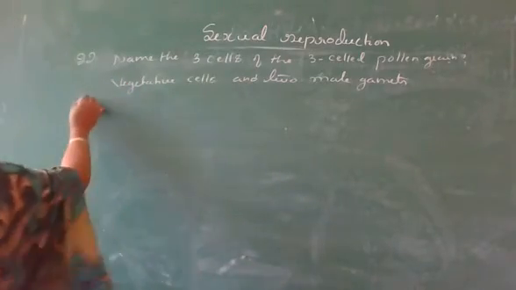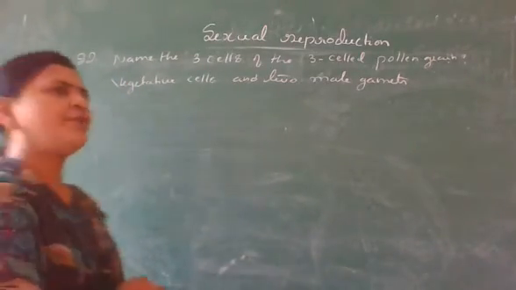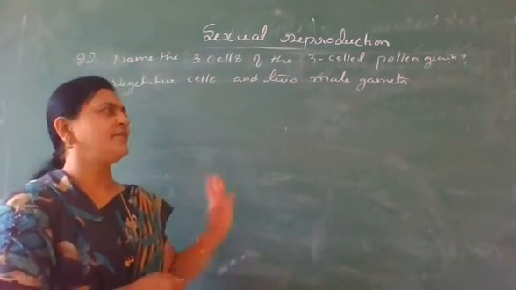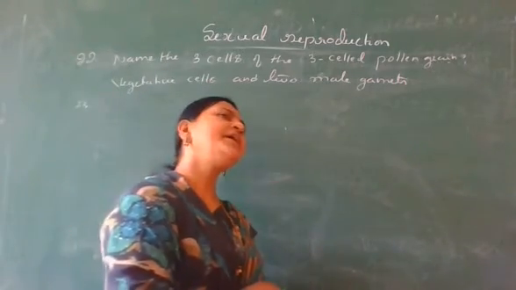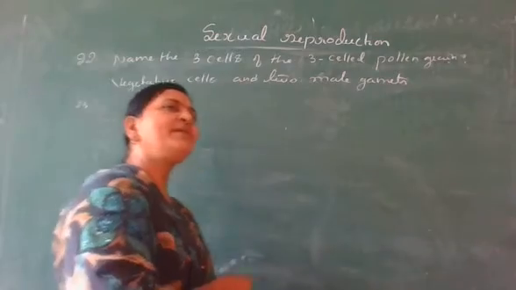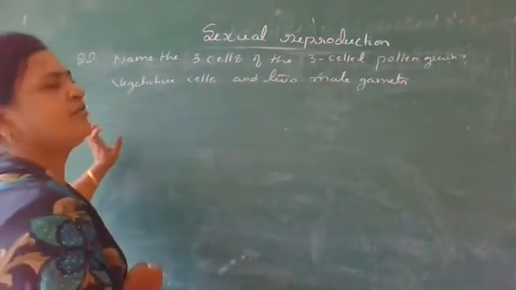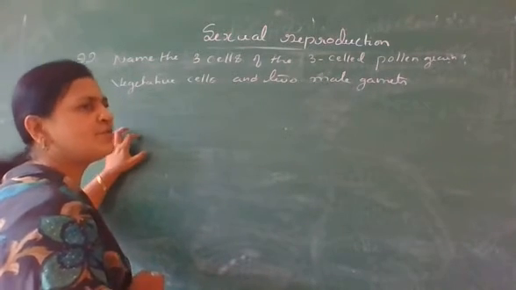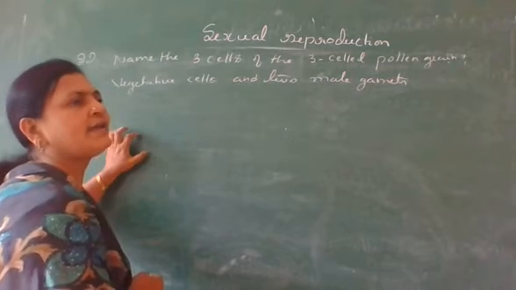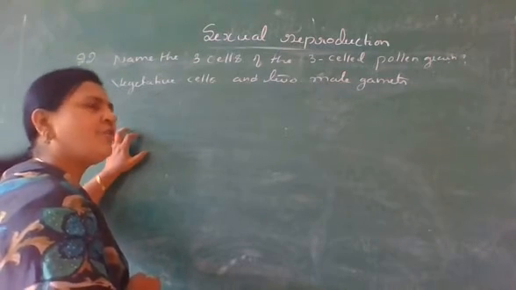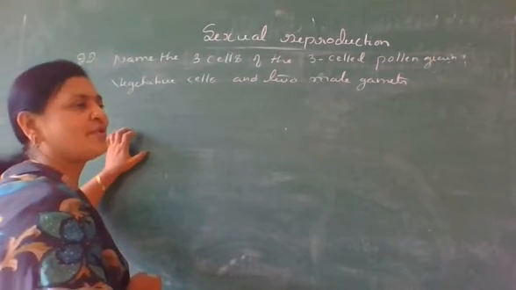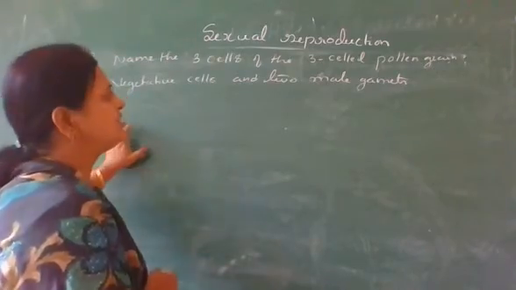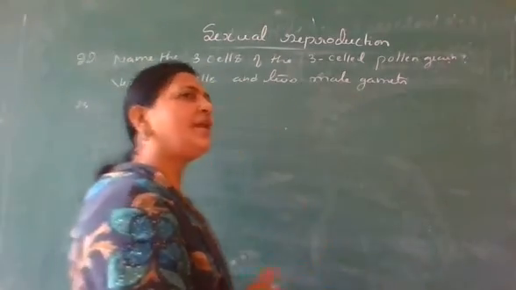Okay. Now, which cell of the pollen grain is large and nourishes the generative cell to produce 2 male gametes? That is nothing but the vegetative cell. That vegetative cell with plenty of reserve food material acts as nourishing tissue for the generative cell to produce 2 male gametes. So that is what about the generative cell.